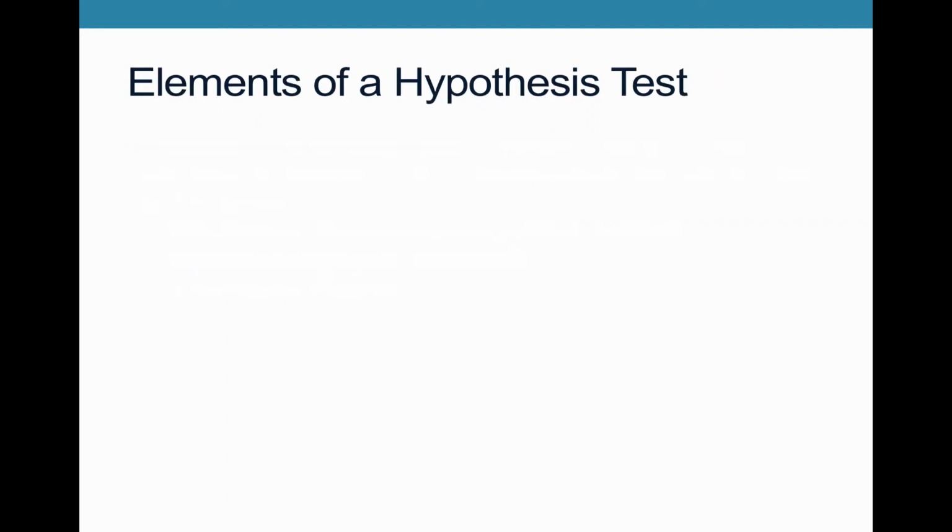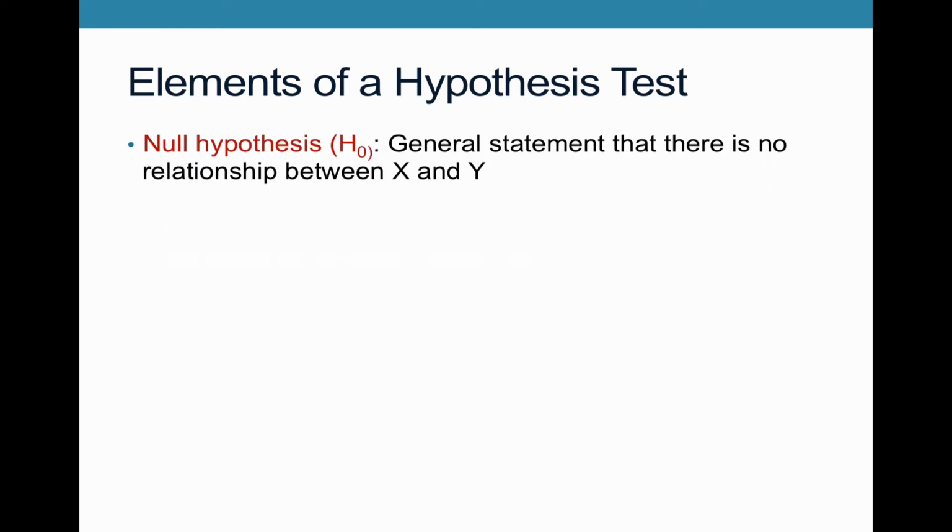So to do this, we use a hypothesis test. Let's talk about the elements that are involved in a hypothesis test. First, there's the null hypothesis. The null hypothesis is a general statement that there is no relationship between X and Y. This is what we always start from. This is our starting point. So even if you see a relationship in the data, we can't conclude that the relationship in the data isn't simply due to chance.